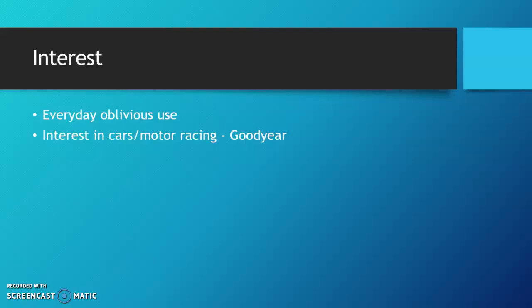I also have an increased interest in cars and motor racing, and Goodyear is the main tire supplier for NASCAR, which is a racing series that I really enjoy. So I was interested in learning more about the process of vulcanized rubber.